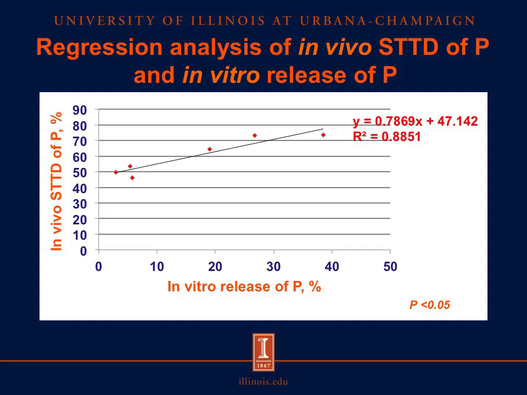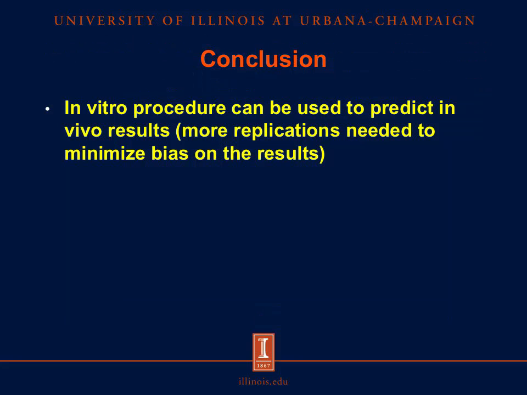This means for every additional 1% in vitro phosphorus release, the in vivo STTD of P is expected to increase by an average of 79%. The linear model explains 88% of the total variation in the in vivo STTD of P. In conclusion, the in vitro procedure can be used to predict in vivo results, and this may need more applications to minimize bias on the results.